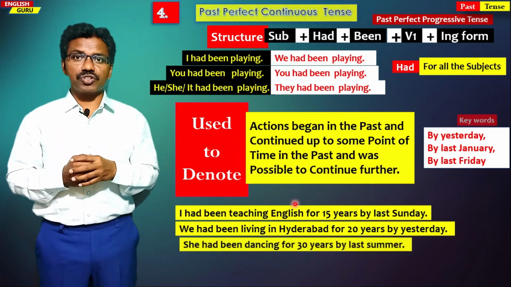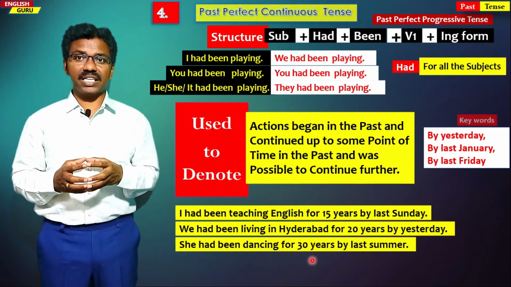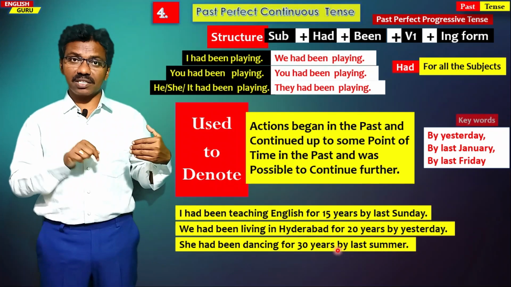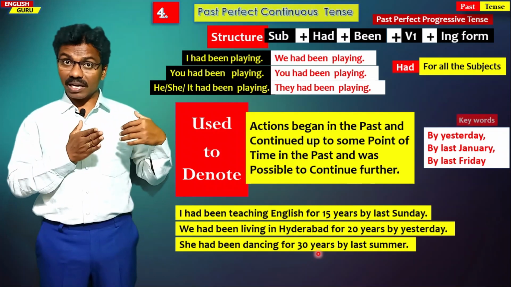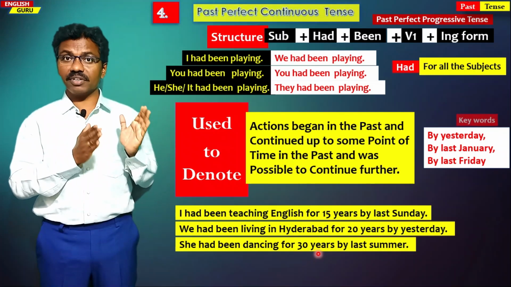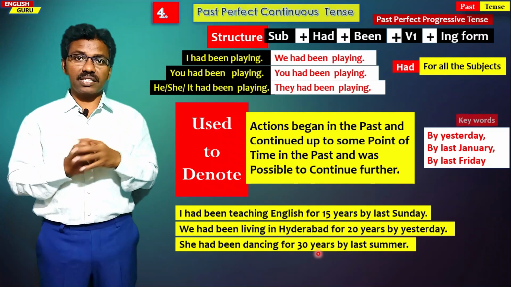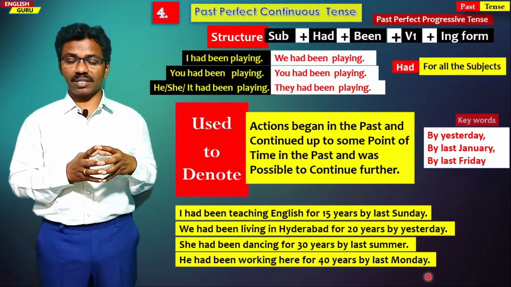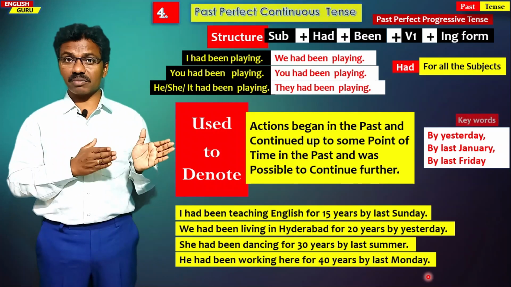And the next sentence, she had been dancing for 30 years by last summer, and by last summer she completed 30 years. This year also she is dancing, but by last summer she completed 30 years of duration. And the next sentence, we had been working here for 40 years by last Monday. So 40 years completed by last Monday.